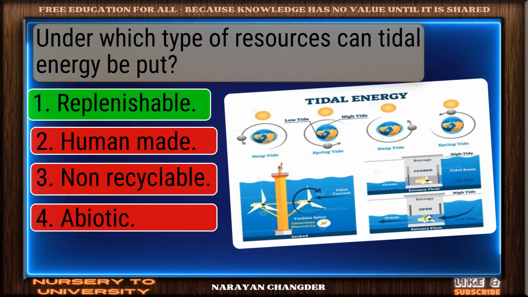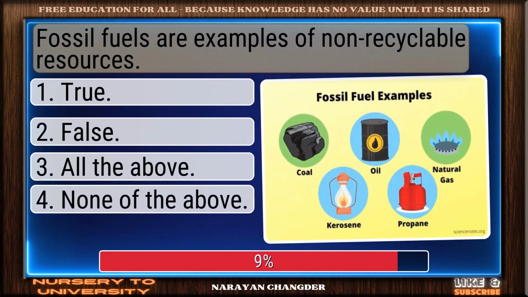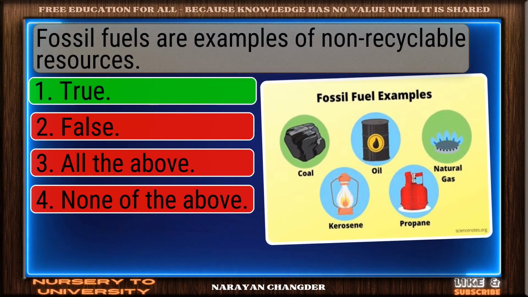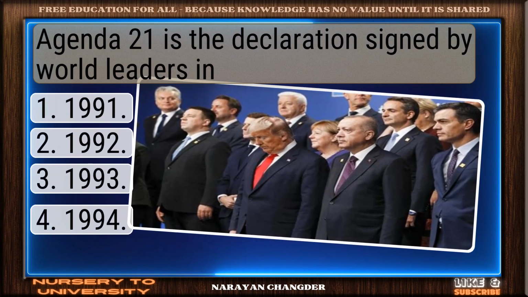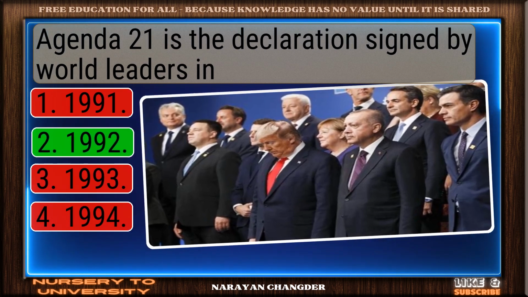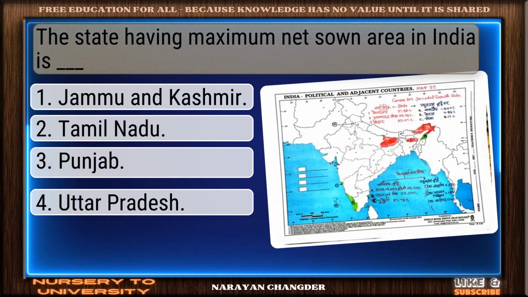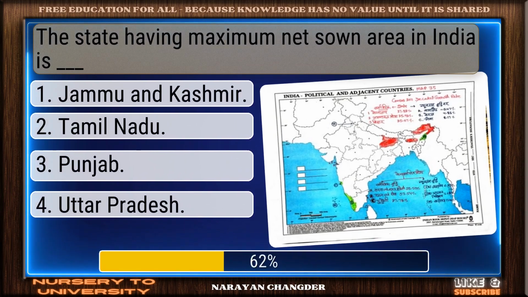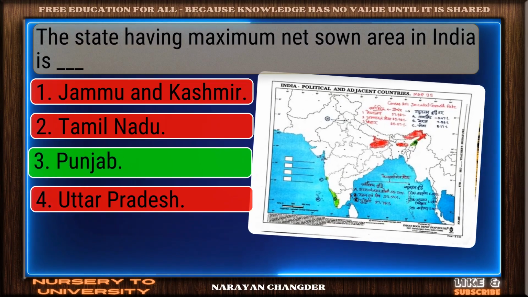Nicely done. Replenishable is solid. Fossil fuels are examples of non-recyclable resources. Bravo, true is the answer. Agenda 21 is the declaration signed by world leaders in. Strong choice. 1992 is right. The state having maximum net sown area in India is dash. Smart move. Punjab is accurate answer.